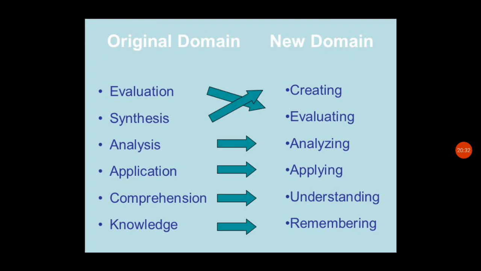And synthesis is brought to the top, made as creating. And evaluation is brought to the fifth level, that is evaluating. So rearrangement was done only in the top fourth and fifth positions, and in all the remaining levels the term is changed into verb form. So this is the original domain, and the present domain is like this. Hope you all understood what change happened. But the explanation is still the same.